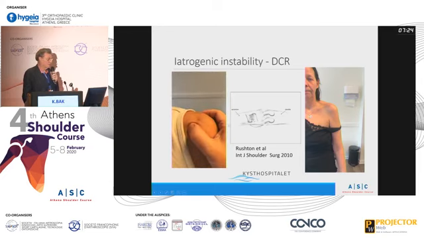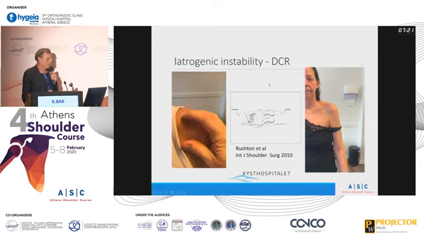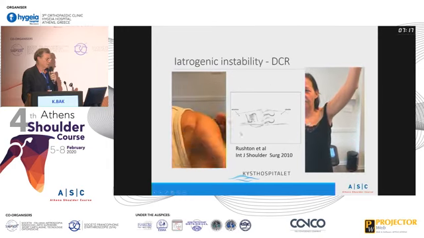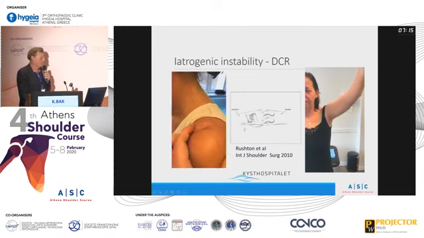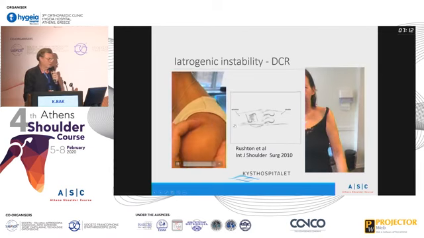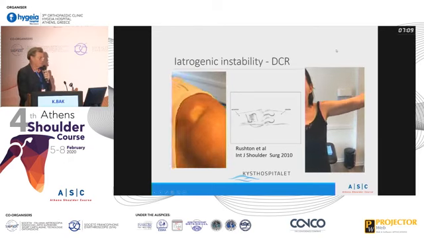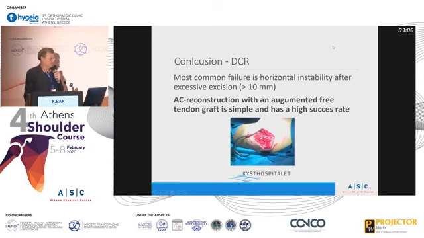As I said before, I use this Rushton technique, which I modified a little bit. This is 8 weeks after the operation. Just by putting in a graft and reinforcing it with a fiber tape, you see here it's a deep groove, it's horizontally unstable. This is what you see very fast after the operation. So this is one of the problems of resecting too much of the distal clavicle end.